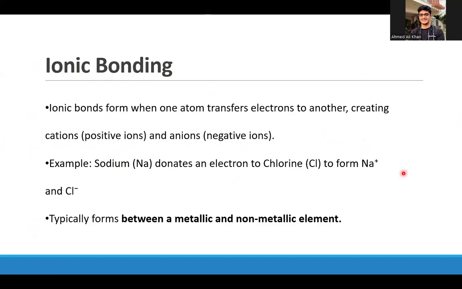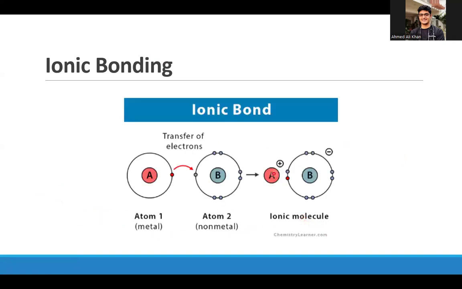The most common example of an ionic bond is sodium chloride, which we talked about in the previous video, where sodium donates one electron to chlorine, and that makes chlorine negatively charged and sodium positively charged, and that forms an ionic bond. And ionic bonding occurs between metallic and non-metallic elements. Right? So this right here is an example of an ionic bond.